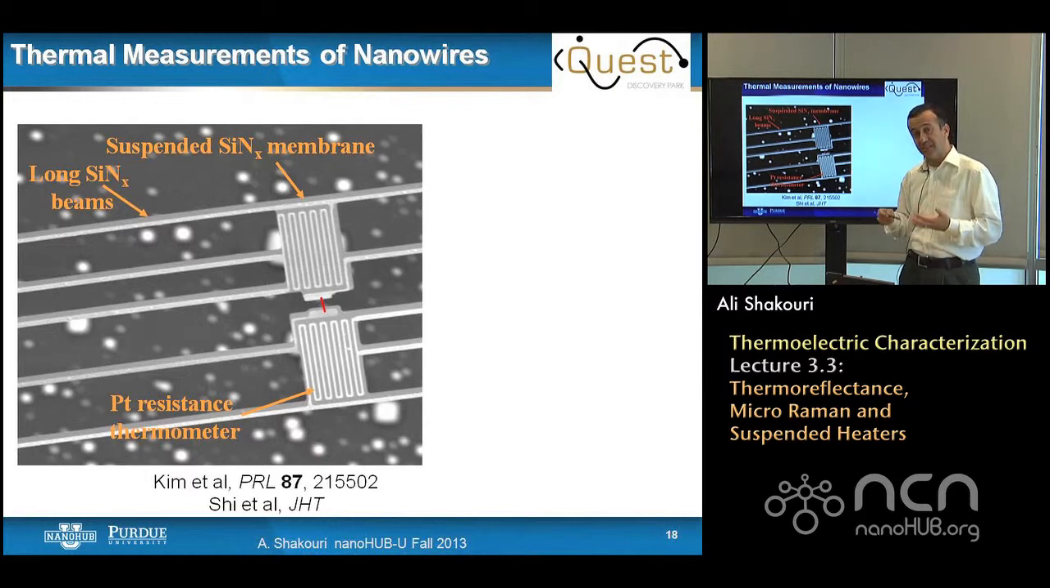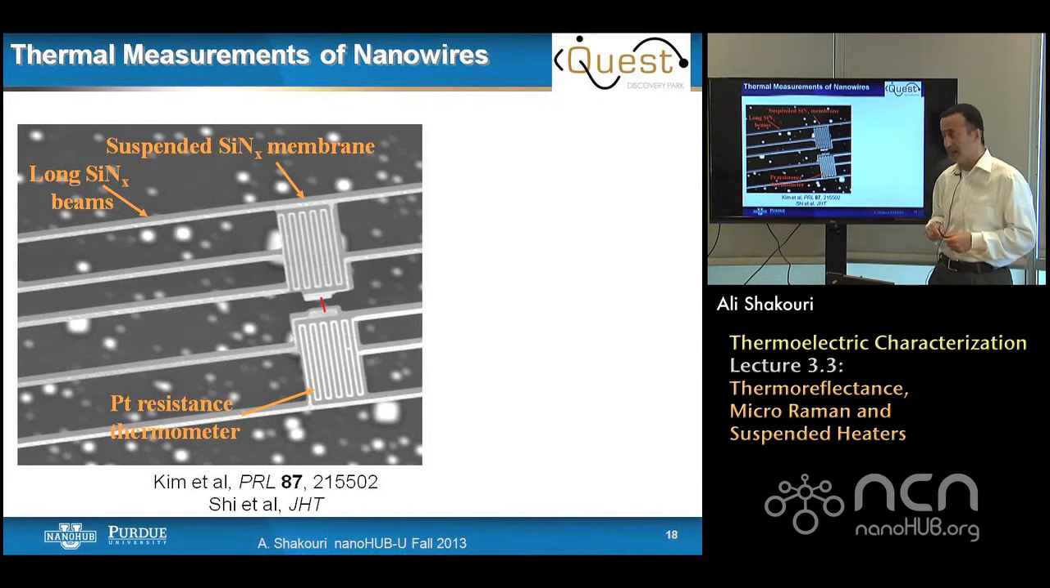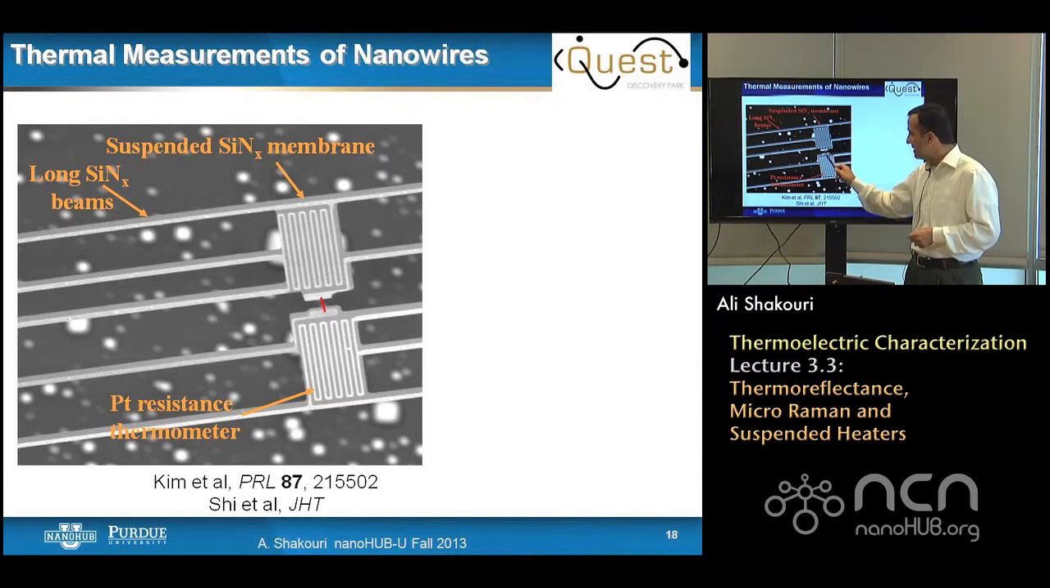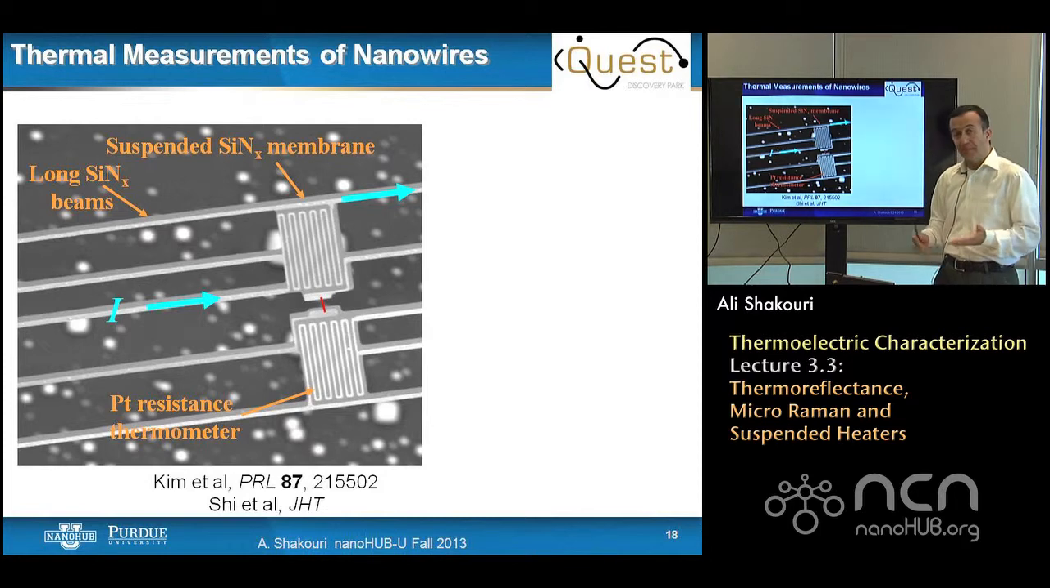This placing is extremely challenging. It requires patient students who can do a lot of trial and error. Sometimes they use pick and place with AFMs. But once you put it there, it's important to ensure there is good thermal contacts. And in papers by Li Shi, they discuss quite a bit about this. But then once this is done, the measurement is quite straightforward.